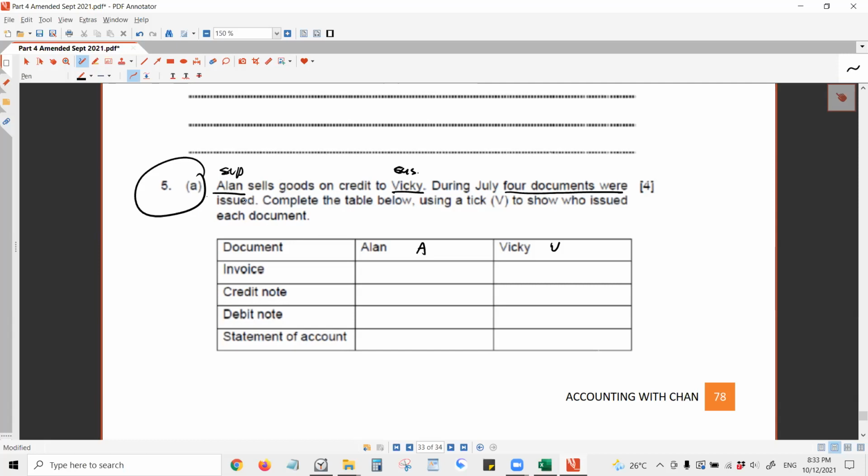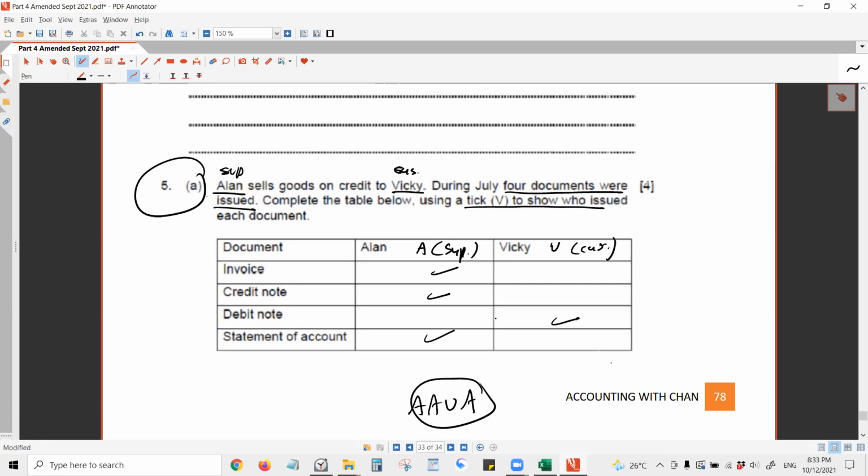Four documents will be exchanged. Tick to show who issued each document. Invoice. So if you want to remind yourself who is supplier, then you may do like this. Supplier sends invoice, supplier sends credit note, supplier sends statement of account. Vicky is customer, sends debit note. So the answers are A, A, V, A. Also a super easy question. No challenge here at all.